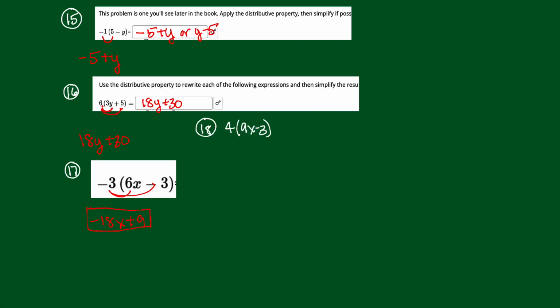In number 18, let's simplify this using the distributive property. So multiply the 4 through, that's a 9. 4 times 9, 36x, and then 4 times that negative 3. Positive 4 times negative 3 is negative 12. We will state that as our solution, or the simplified form.